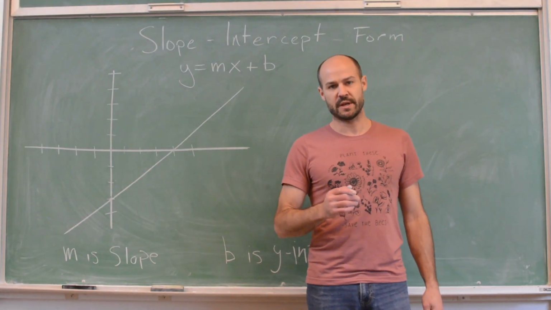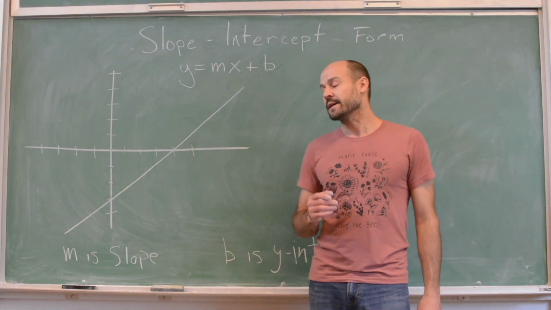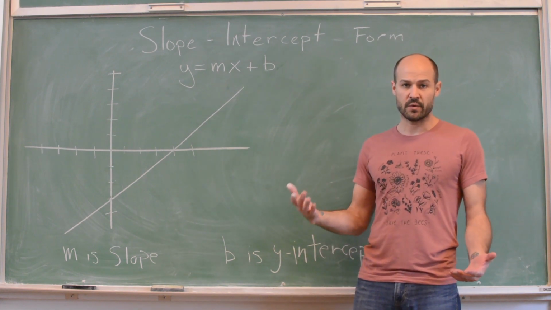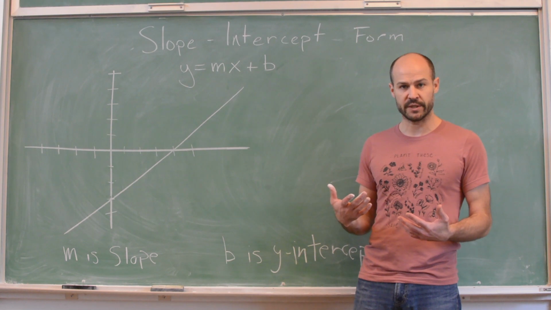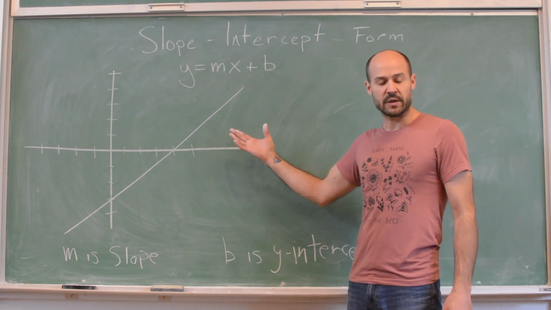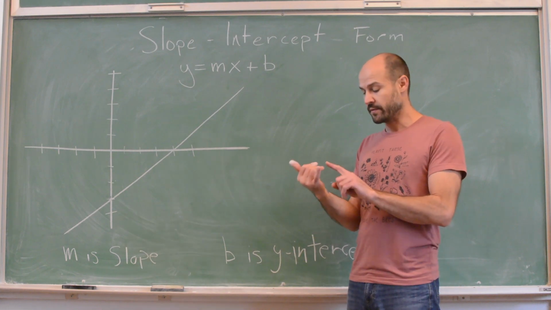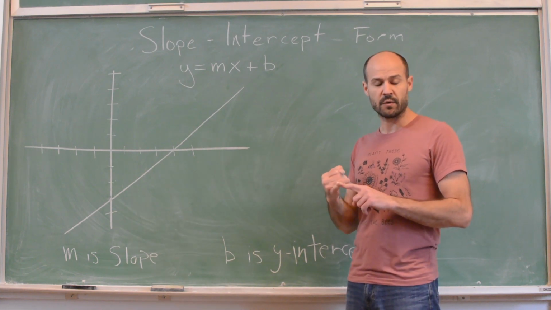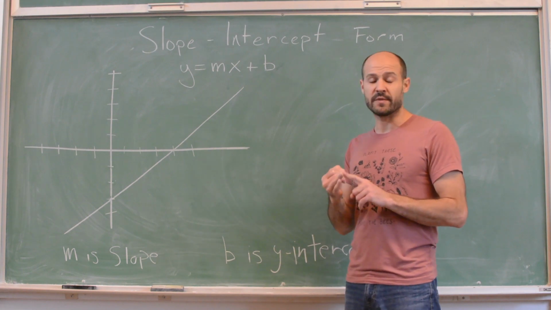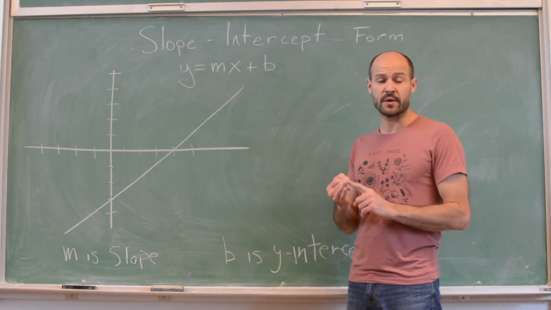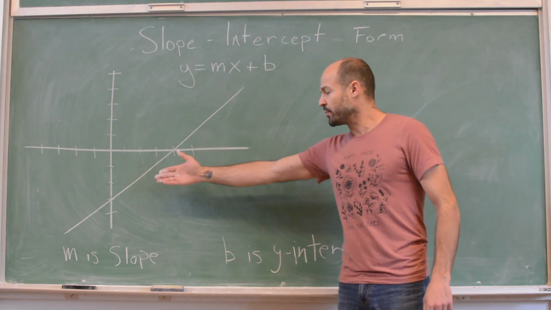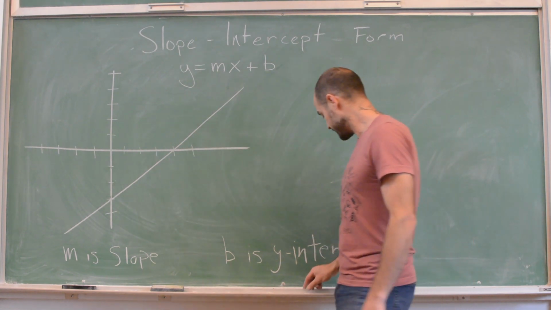So the big picture stuff that we're looking at here is that given the equation of the line and the graph of the line, we can understand the relationship between the two. Here we have a graph, and given this graph, we can look at it and determine very easily the y-intercept. Where does it go through the y-axis? And the slope of this line. Remember, the slope is the rise over the run from one point to the next.